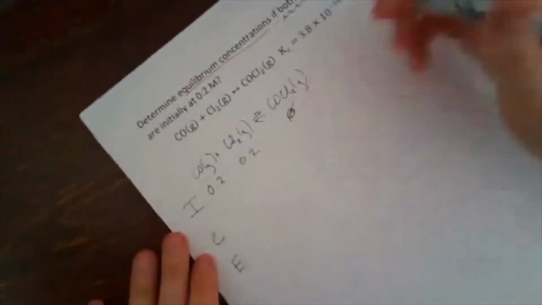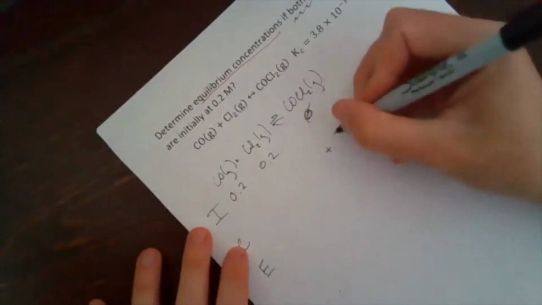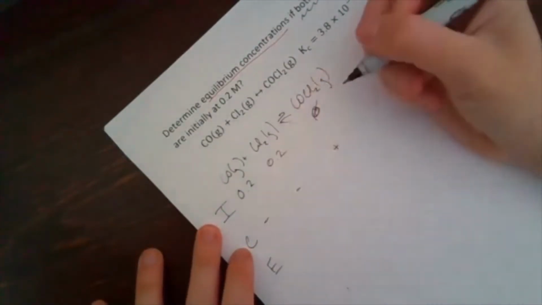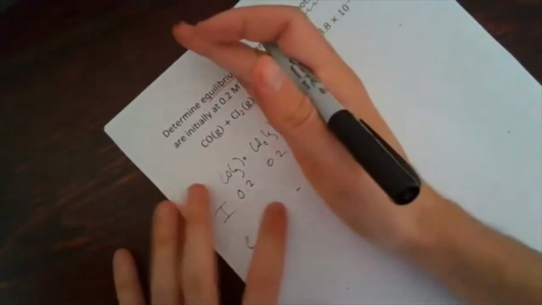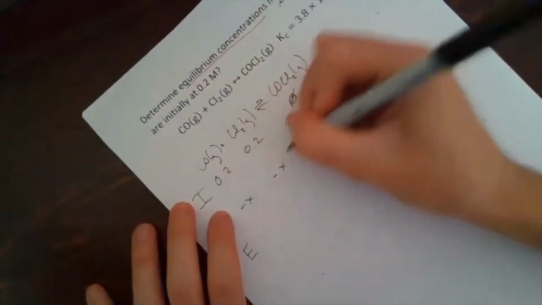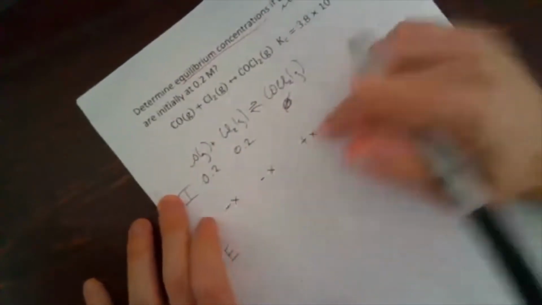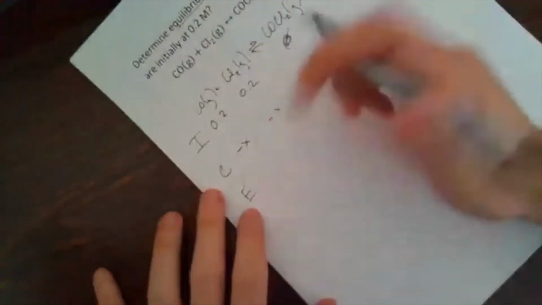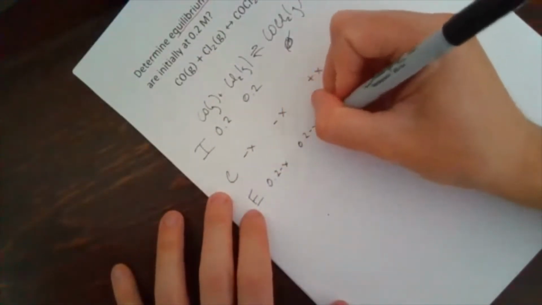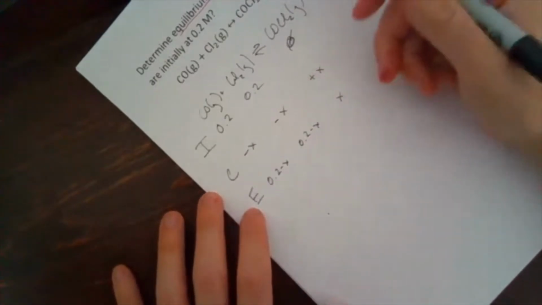So if there's a 0 on the COCl2, that means we have to shift in this direction to the products. That means we have to shift away from the reactants. So all the reactants will be negative, and the product, only one, will be positive. Coefficients are 1 on everything, so we just put an x across the board: minus x, plus x. Combine those, so equilibrium here is 0.2 minus x, 0.2 minus x, and x.